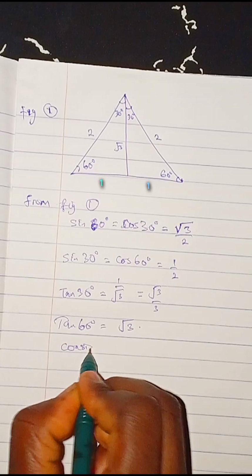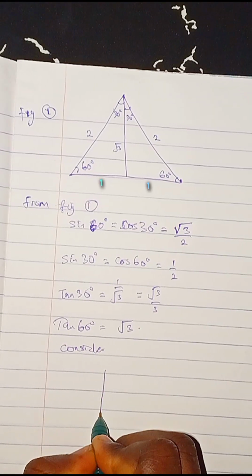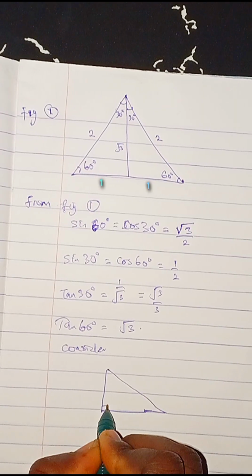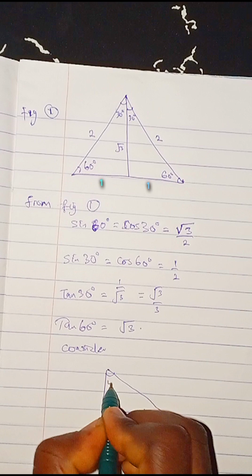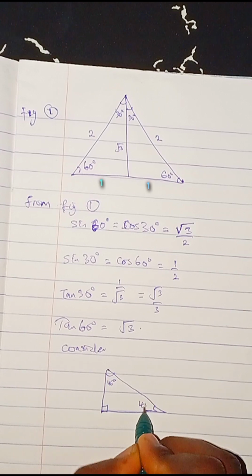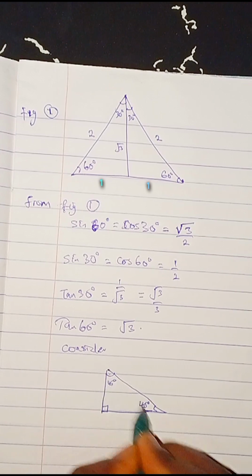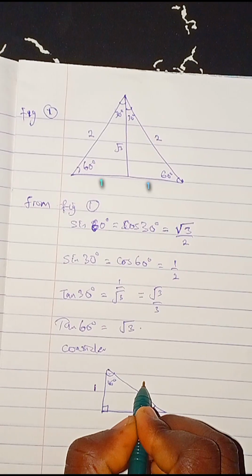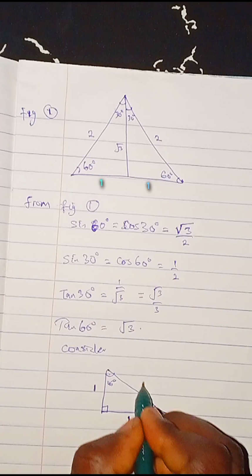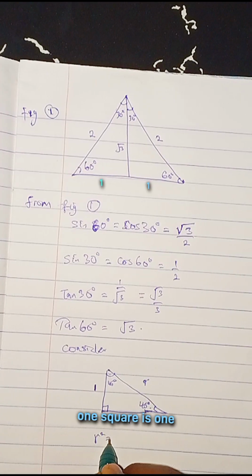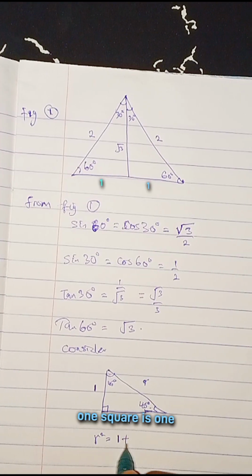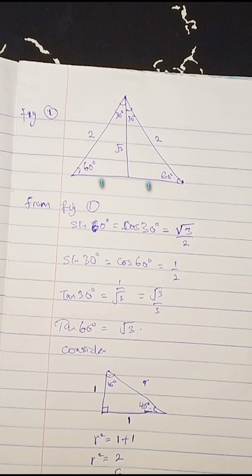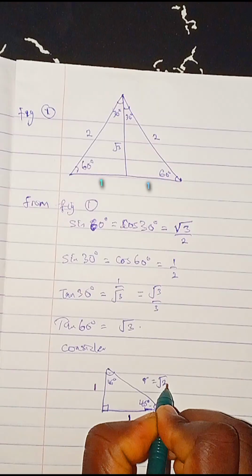If you also consider the right angle triangle, here is 90, here is 45 degrees, here is 45 degrees. This side is also equal. How to find this one? Using Pythagoras theorem, name this one as r. r square will be 1 plus 1. r square is what? 2. r will be square root of 2. That means r is square root of 2.